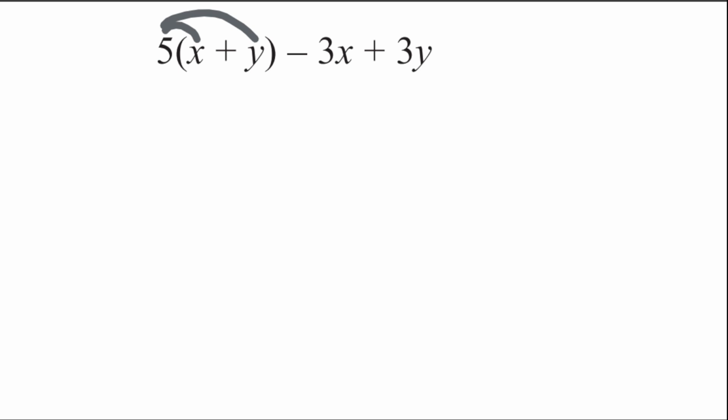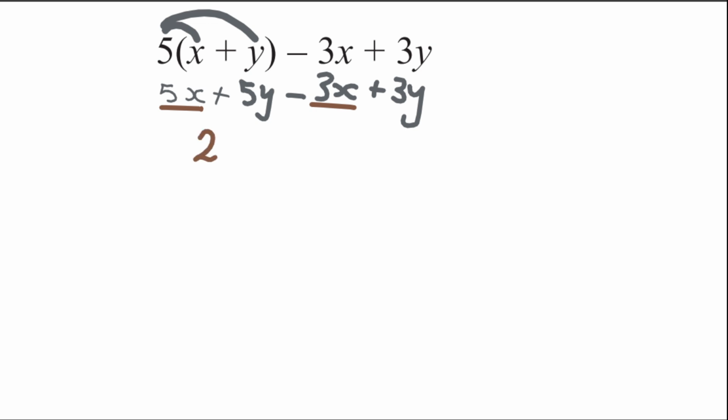So this would be 5 times x is 5x, plus, I think this is very small, 5 times y is 5y, minus, you have the 3x plus 3y. Now let's combine like terms. x looks like x, so 5x minus 3x is 2x, and y looks like y, so 5y plus 3y is 8y. We finished with this part.